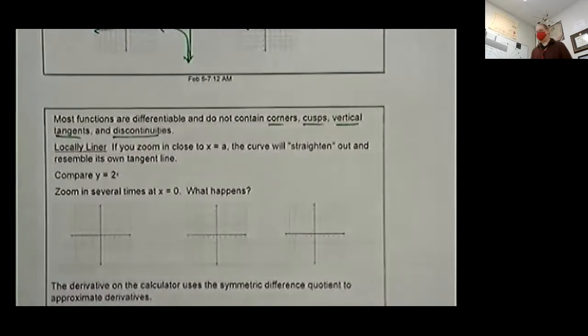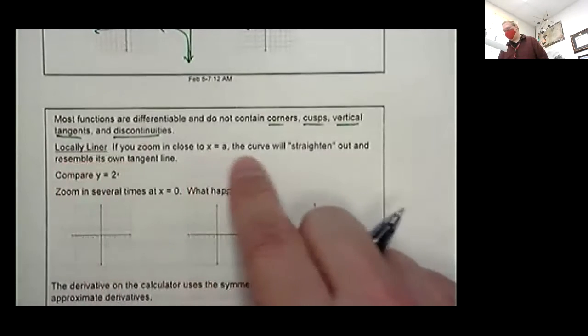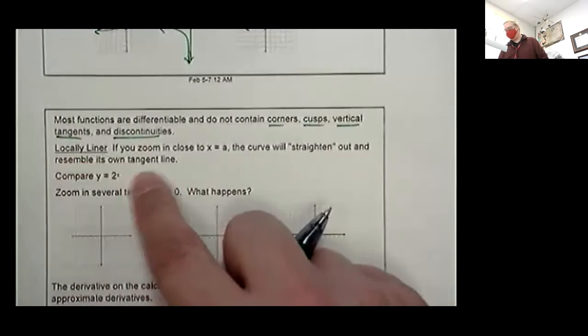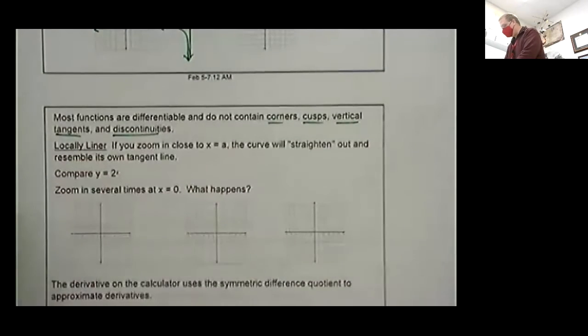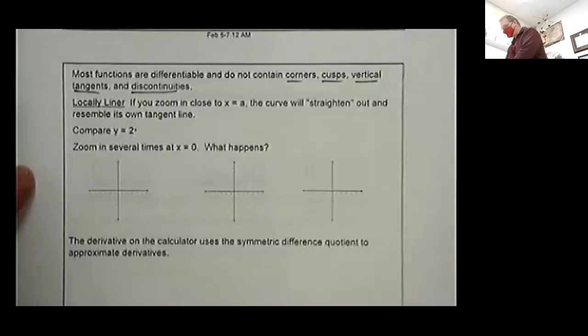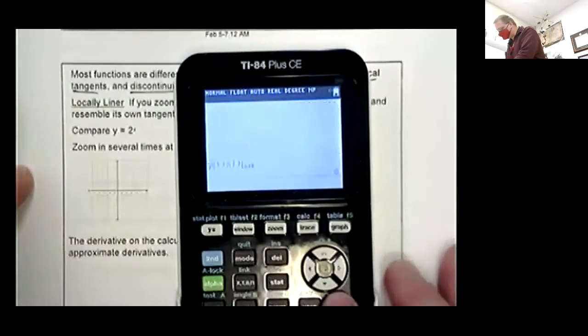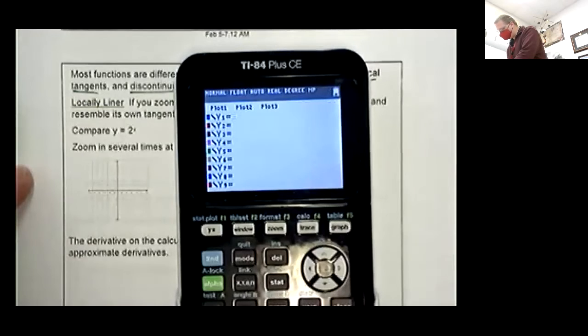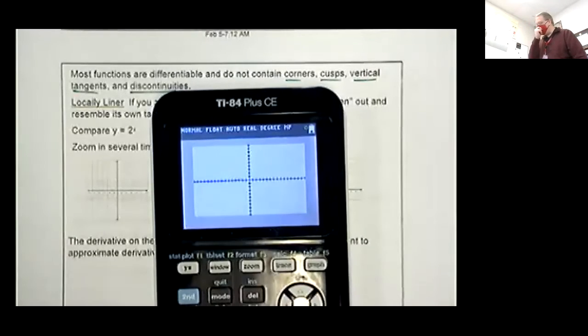But even if they do, we can still look at what's called locally linear. If you zoom in close to x equals a, the curve will straighten out and resemble its own tangent line. For example, we're going to look at the function y equals 2 to the x, exponential growth. If we look at that general function, y equals 2 to the x, we get a graph that looks something like this. It goes through 1, 1 it's 2, 2 it's 4, and there's our exponential growth.